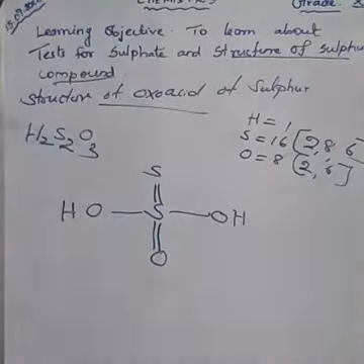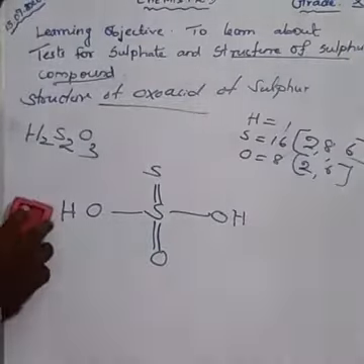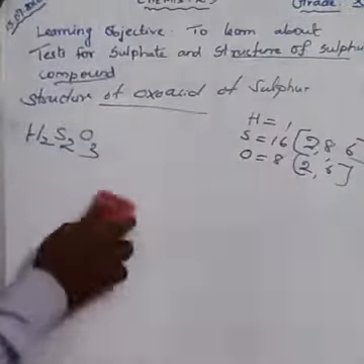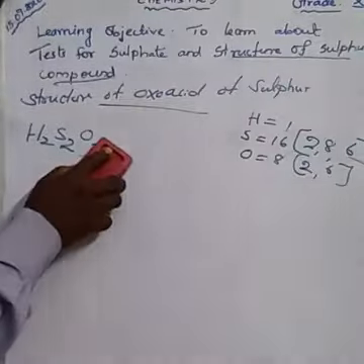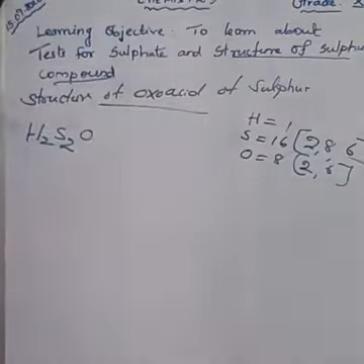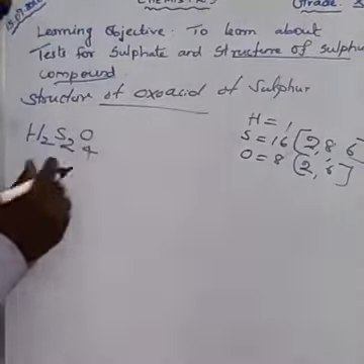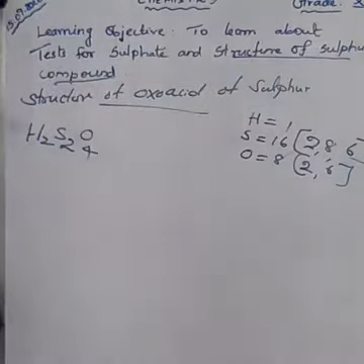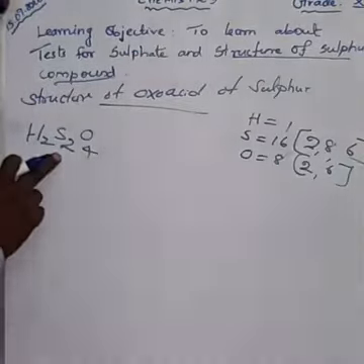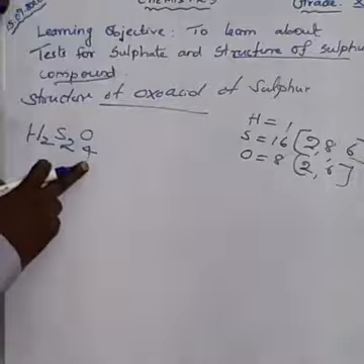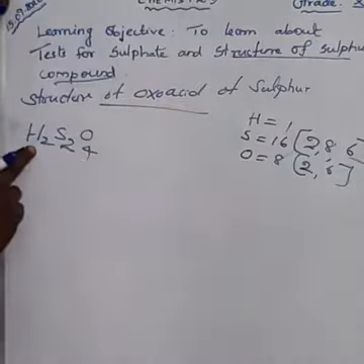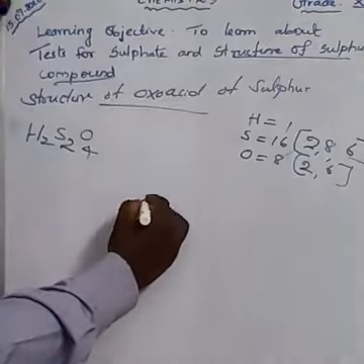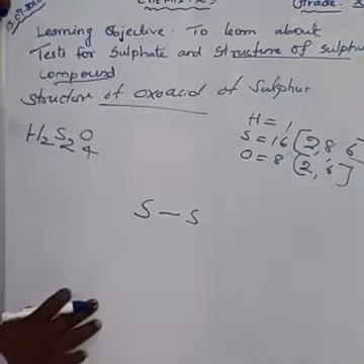Next one is dithionous acid. Dithionous acid, the formula is H2S2O4. How can you write? How much sulfur is there? 2 sulfur. How much oxygen is there? 4 oxygen. How much hydrogen is there? 2 hydrogen. So first you draw sulfur, sulfur.